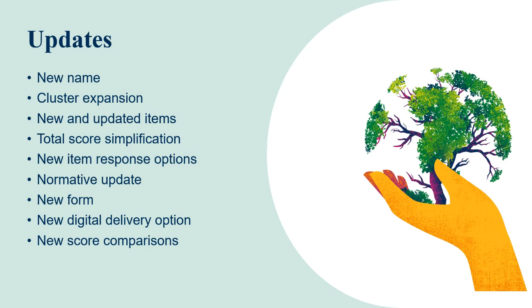The norms were updated with both combined sex and separate sex. And a parent rater option was added to the adolescent form for ages 13 to 18 years. And there is a new digital delivery option, which is now available for Q Global. And the Brown EFA scales provide statistical and base rate information for comparisons among the composite and cluster scores.